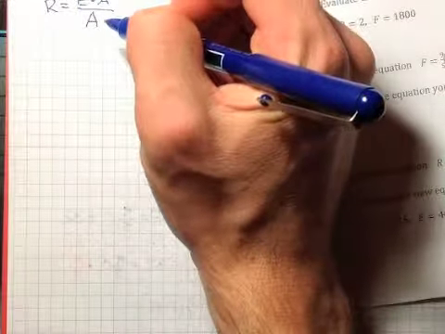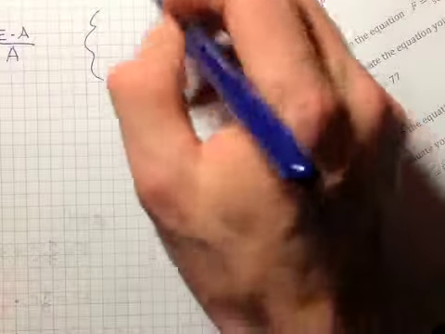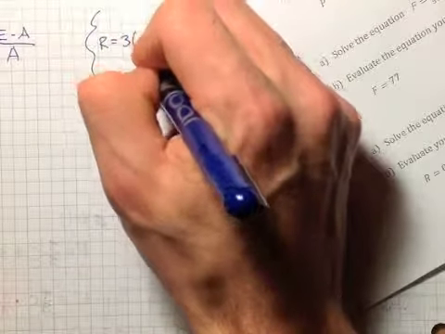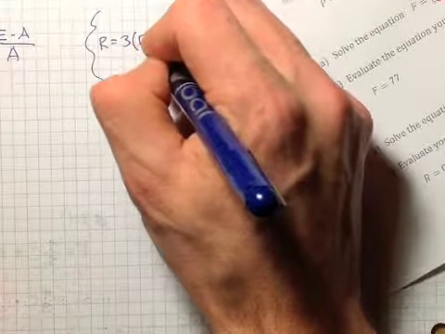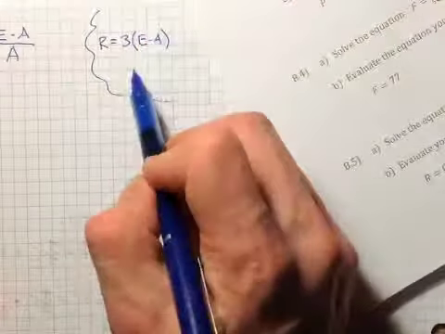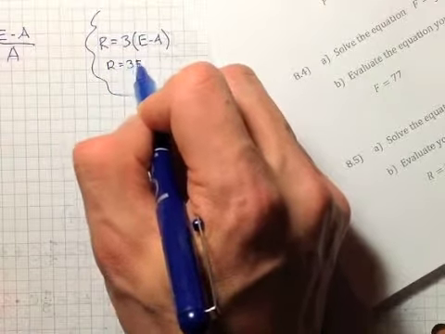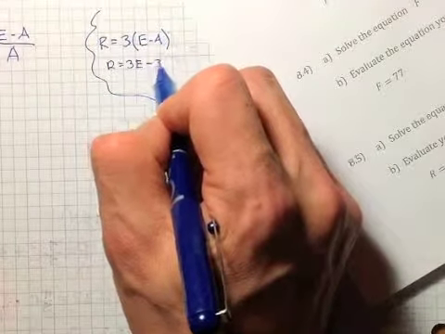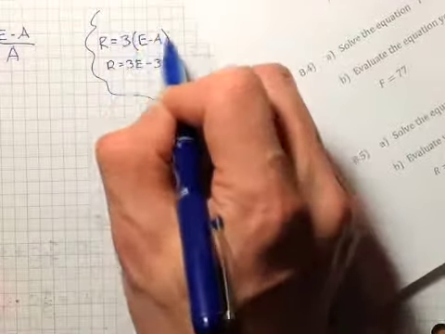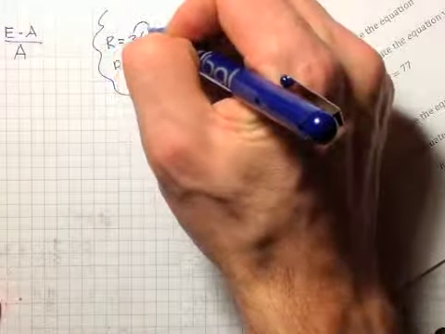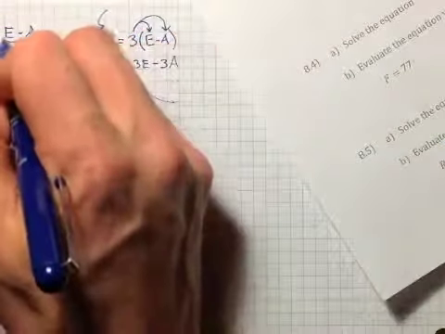Okay? What I'm going to do is, just like if you had seen something like this, R equals 3 times, E minus A. The distributive property would tell you to take that 3, multiply it by the E, and multiply it by the A, like that. The negative A, actually. We're going to do the same exact thing over here, except instead of distributing a multiplication, we're going to be distributing a division.